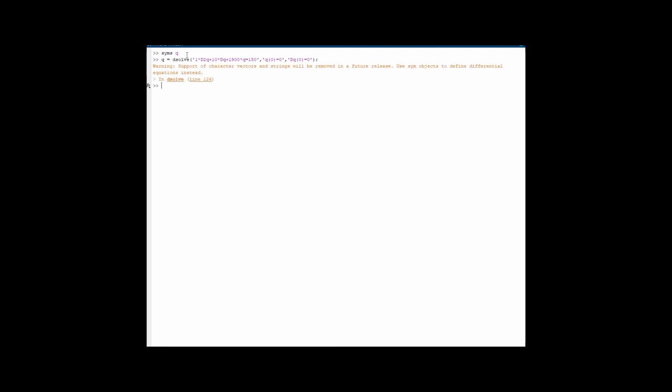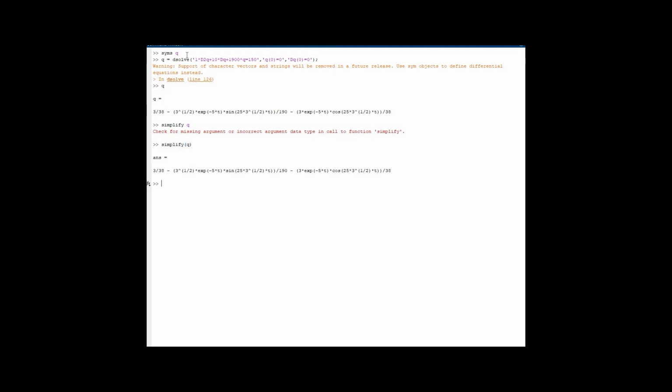After that, press enter and it will show you this, and press Q, and it will give you the answer for Q. So we want to simplify Q, and we put simplify Q. Okay, sorry, it is simplify Q like this. Press enter. So this is difficult to understand, so we just have to press pretty Q like this, and you will get the answer, same as the manual. So this is the answer. Thank you.